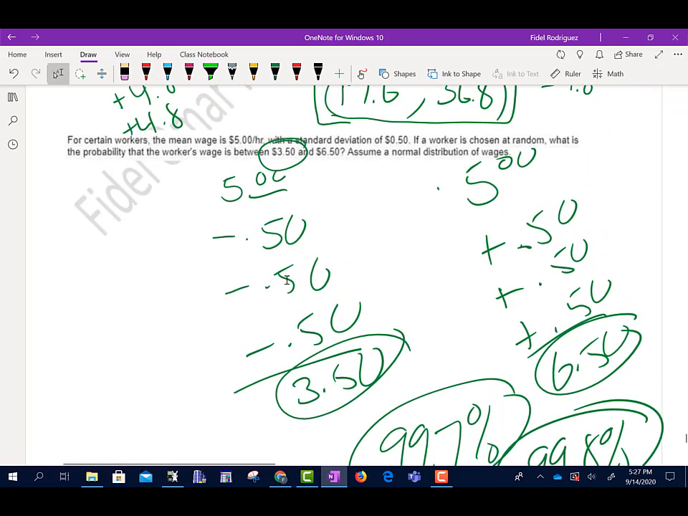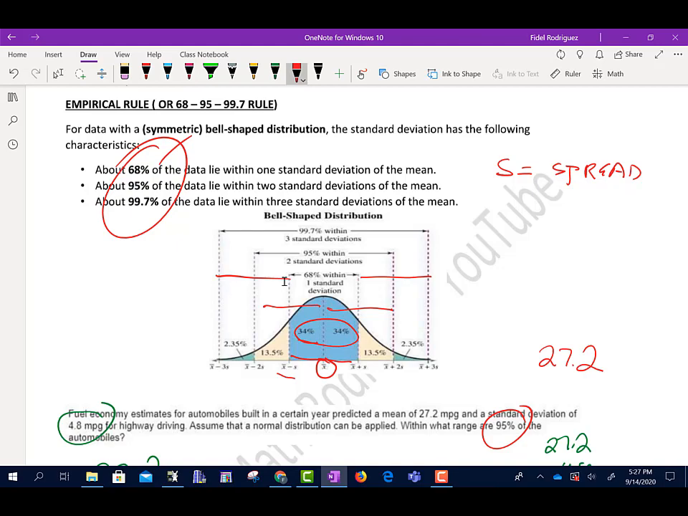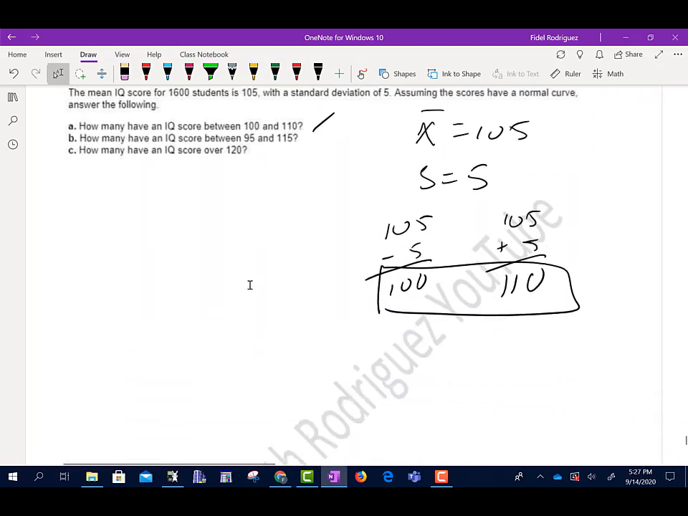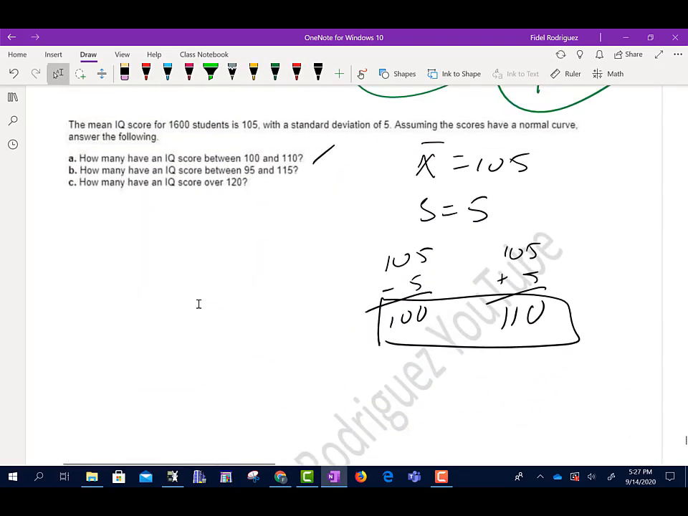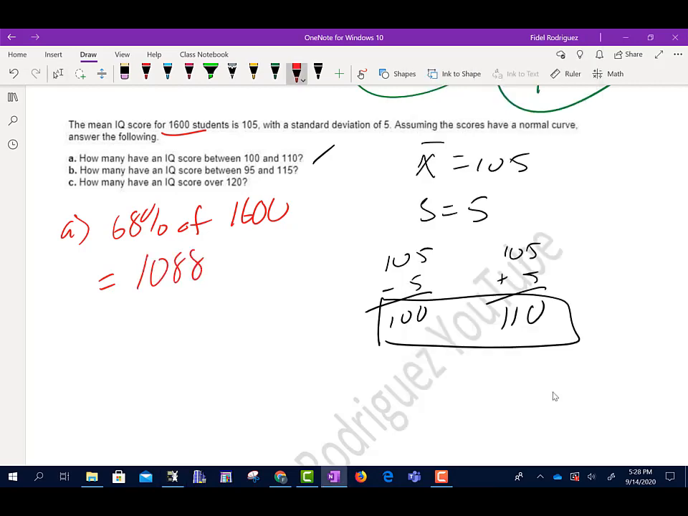So that's 1 standard deviation, and according to the empirical rule, I'm going to come back up here and look at this chart. Let me erase some of this mess and circle this: 68% of the data. So for part A, 68% of how many students am I looking at? 1,600. So I'll take my calculator, 0.68 times 1600 is giving me 1088. So for part A, I'm going to have 1088.